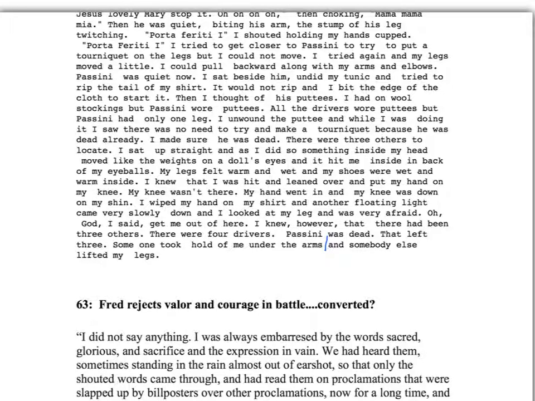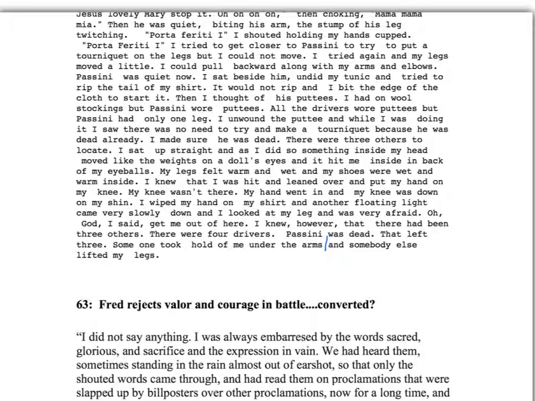I tried to get closer to Pacini to try to put a tourniquet on his legs, but I could not. I tried again, and my legs moved a little. I could pull backward along with my arms and elbows. Pacini was quiet now. I sat beside him, undid my tunic, and tried to rip the tail of my shirt. It would not rip, and I bit the edge of the cloth to start, and then I thought of his puttees, which are sort of like knickers. I had on wool stockings, but Pacini wore puttees. All the drivers wore puttees, but Pacini only had one leg.